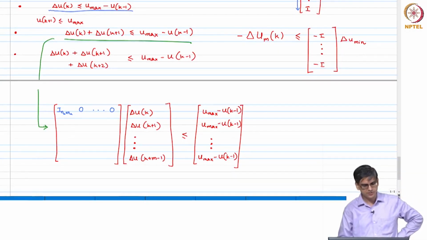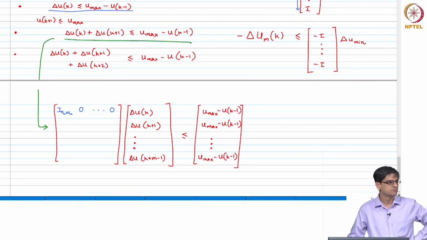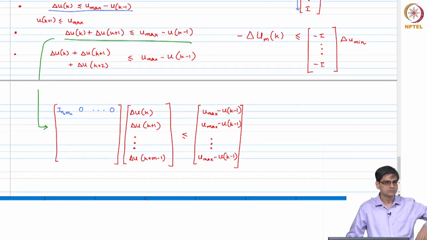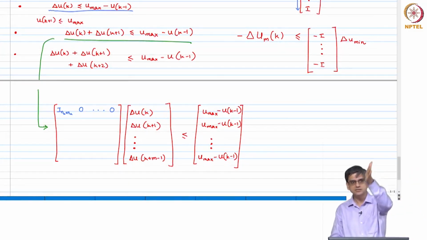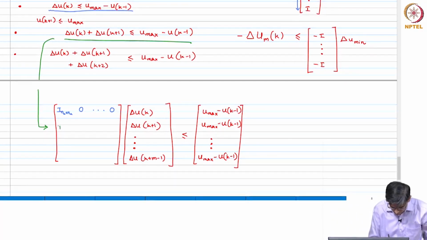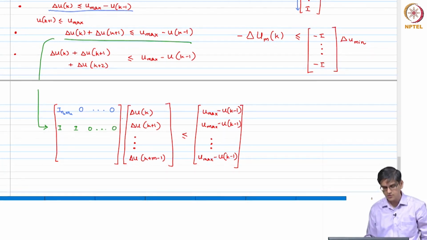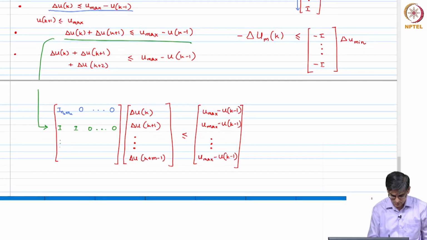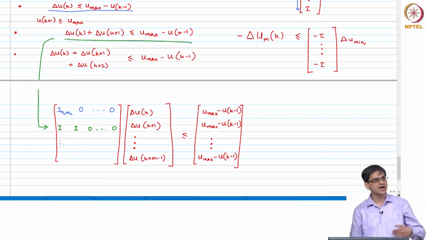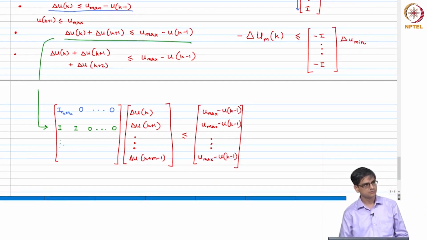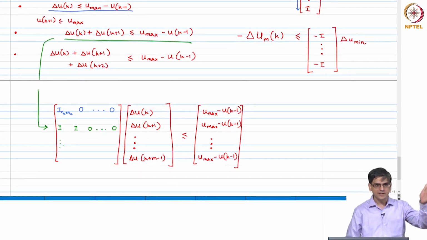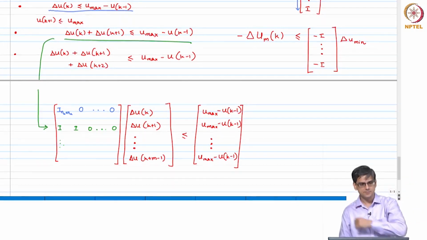What is this next row going to be? Identity, identity, 0 0 0. Okay. Likewise, what is going to be the last row? Identity m number of times.